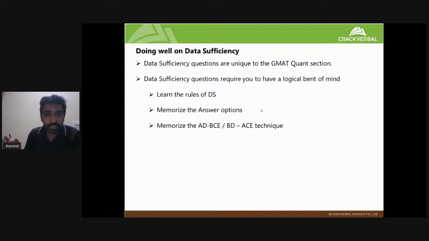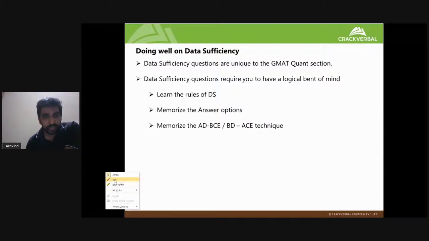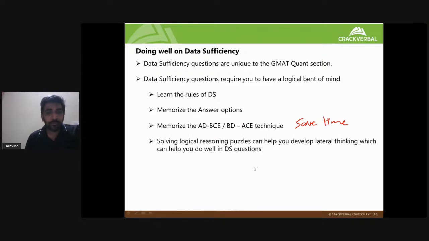Memorize the ADBC technique, memorize the BDAC technique. This is very important for you to save time, especially on the harder questions. And if you can, this is not a mandate. The last point is not a mandate.